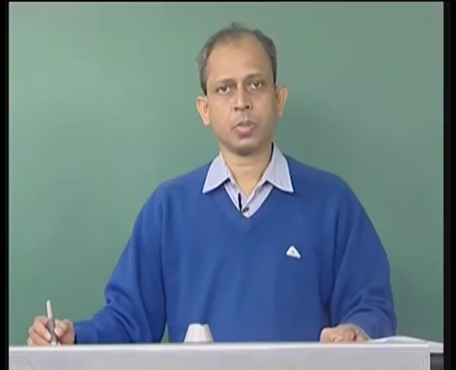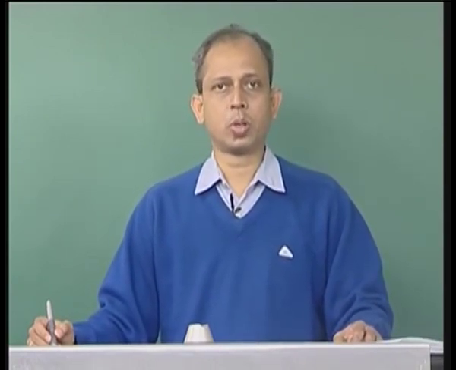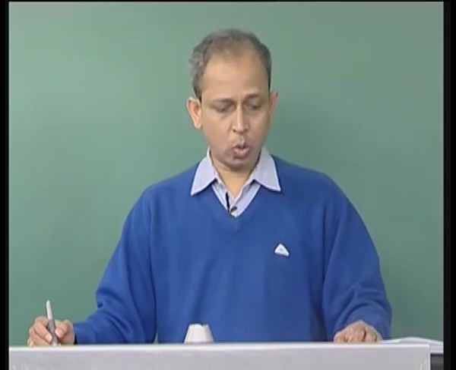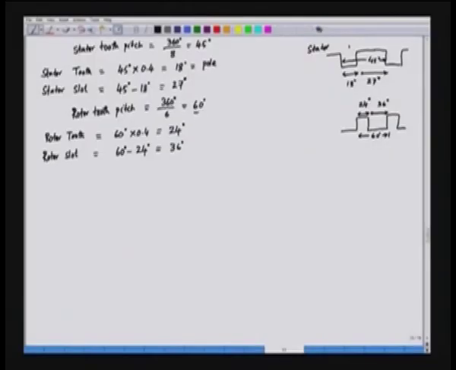that is the rotor tooth pitch. We have been discussing the switched reluctance motor, the rotor and the stator configuration. Rotor tooth pitch is 60 degree, and out of 60 degree 24 is the rotor tooth and 36 is the rotor slot. Similarly, the stator tooth pitch is 45 degree, and out of that 18 degree is the stator tooth and 27 degree is the stator slot.